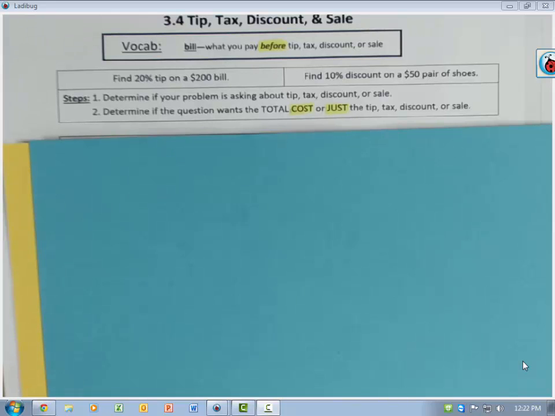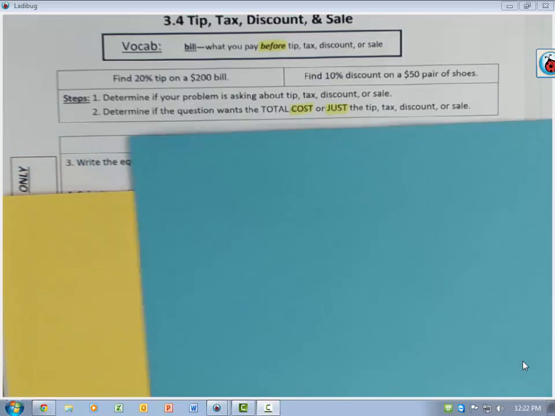Step two is determine if the question wants the total cost or does it just want the tip, tax, discount, or sale. So it's going to say something like, how much did you pay after tip? How much did you pay after tax, after discount, after sale? If that's what it says, you want total cost. If it's just saying how much was the tip or how much was the tax, then you want just the tip, tax, discount, or sale. Does that make sense?